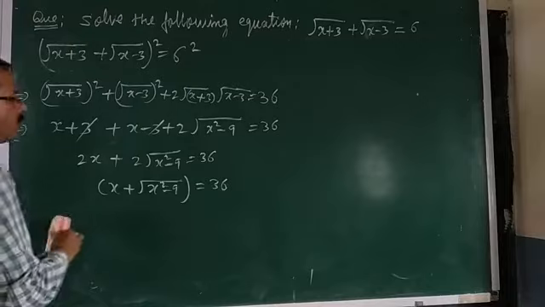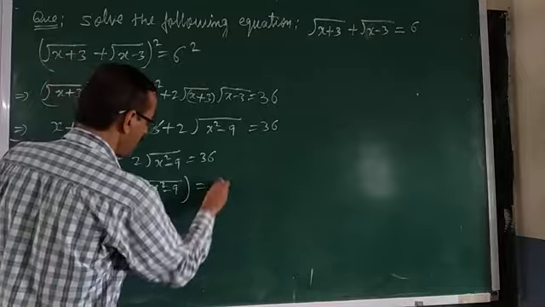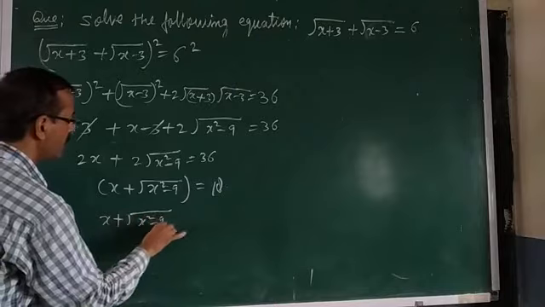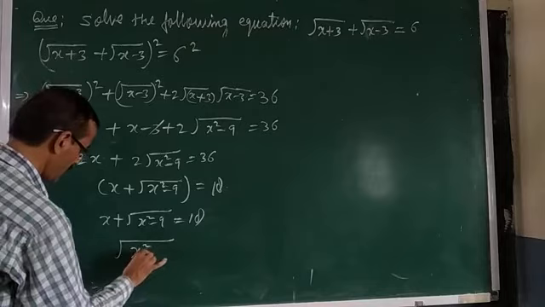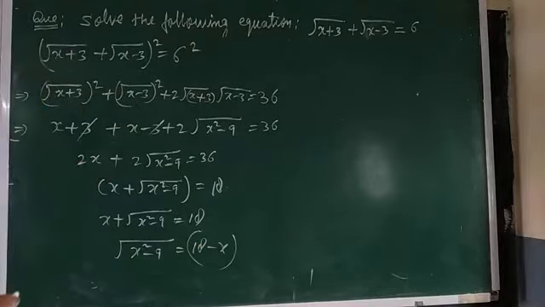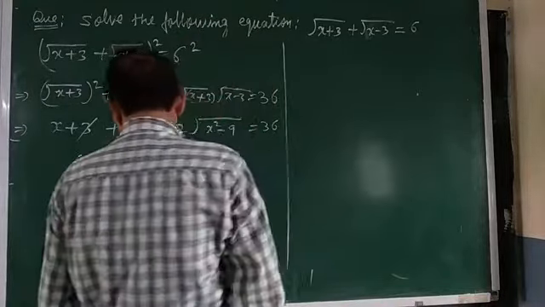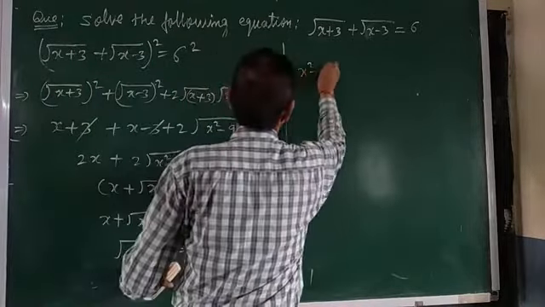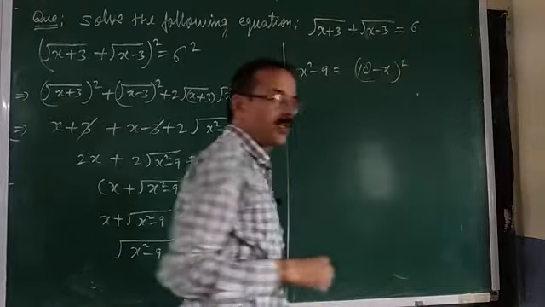If we transpose the 2, it will be upon 2, and 36 upon 2 will be 18. So we can write x plus under root x square minus 9 is equal to 18. Transpose this, so under root x square minus 9 is equal to 18 minus x. Still the under root is left. Again we have to square both sides. That same process we have to apply. So x square minus 9 is equal to 18 minus x whole square.